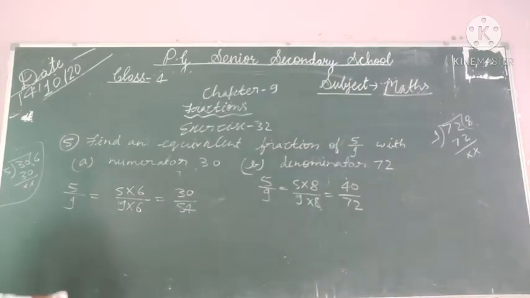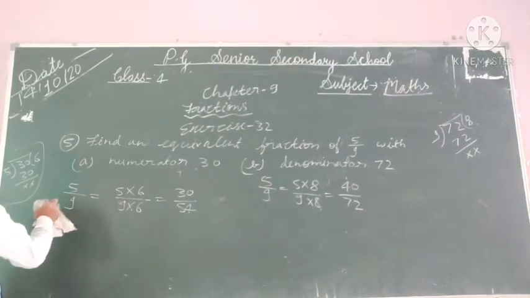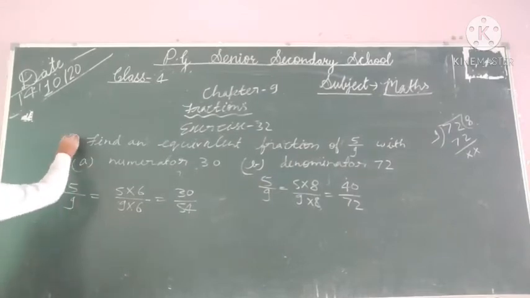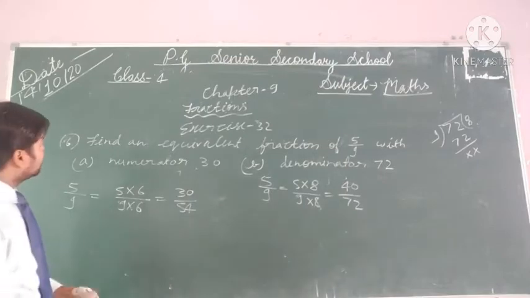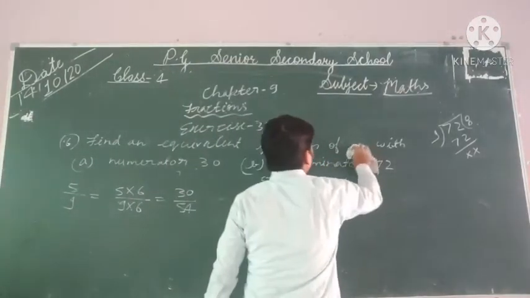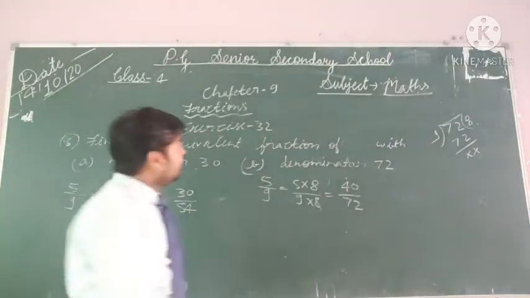Now I am going to tell you question number 6. The question number 6 is this: find an equivalent fraction of 48 upon 72.